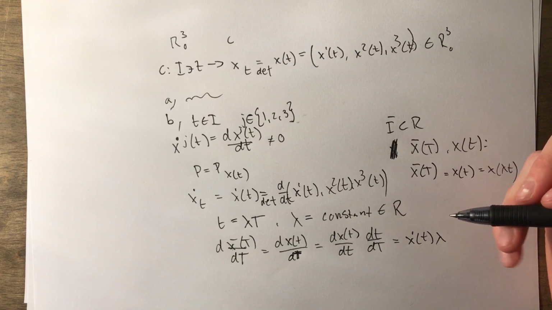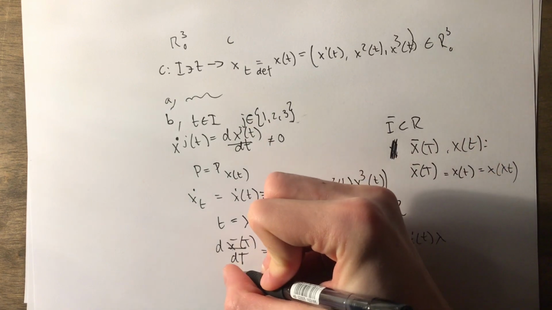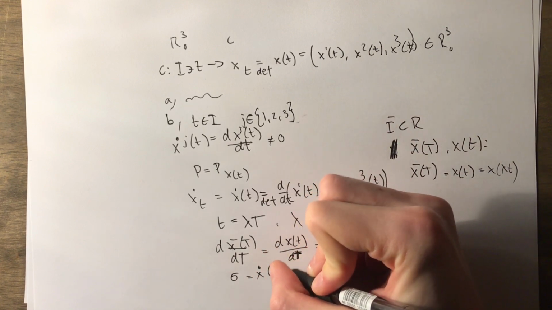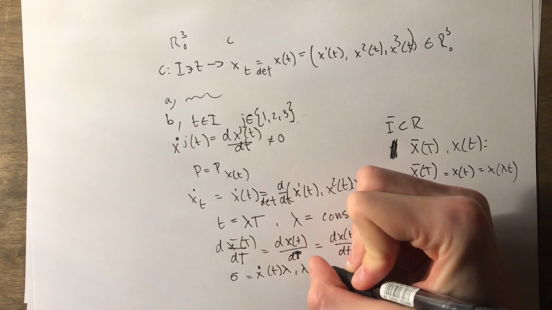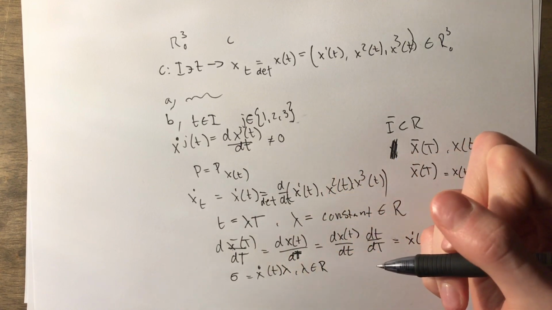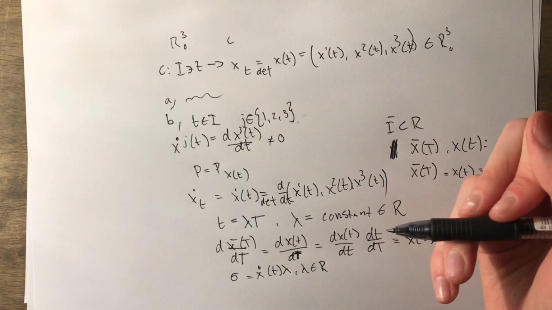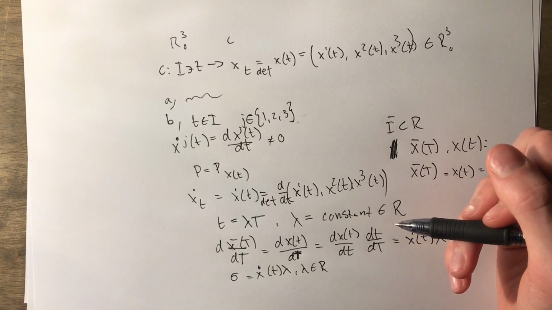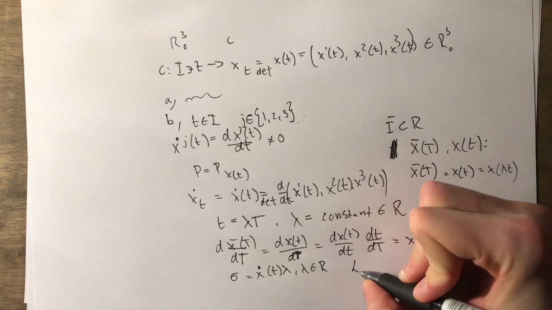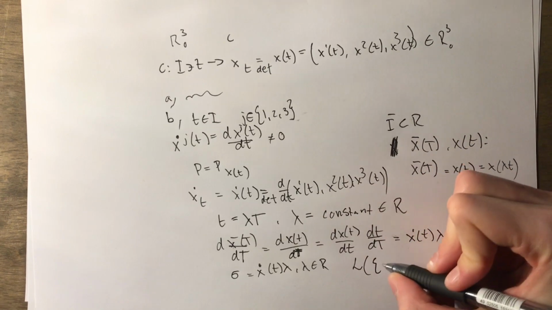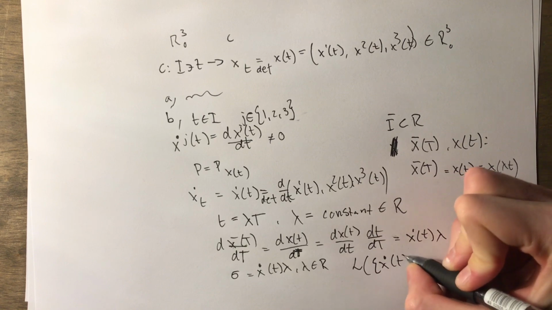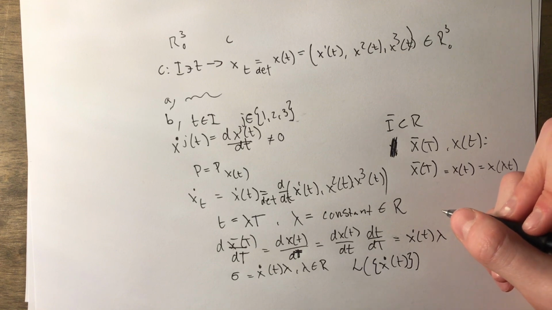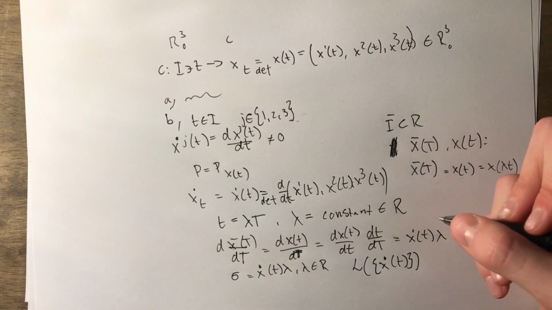And we can state that every vector, say sigma, equal to x dot of t times lambda, where lambda is an element of R, is a tangent of the curve C at its point P_x of t, or else every element of the one-dimensional vector space, say L, of the set of x dot t generated by the vector x dot t is a tangent vector of the curve C.